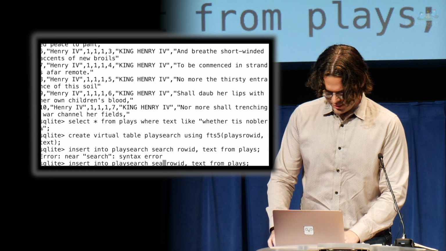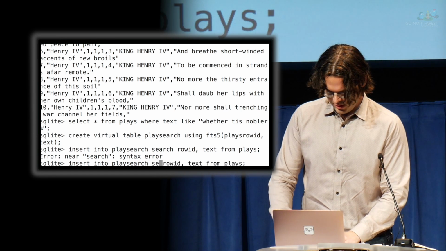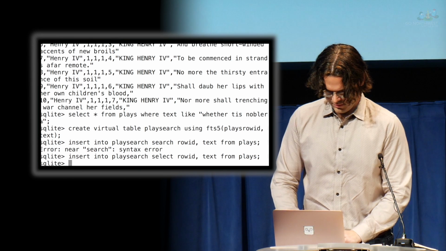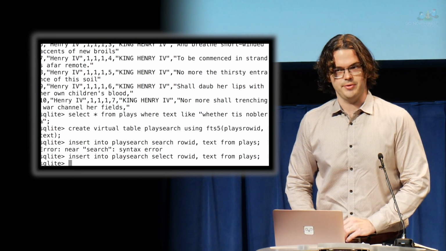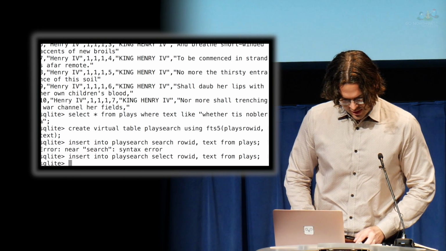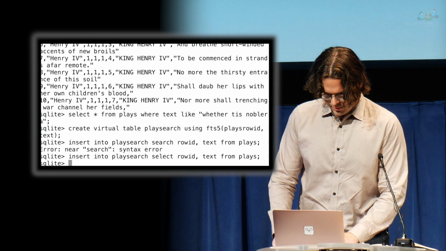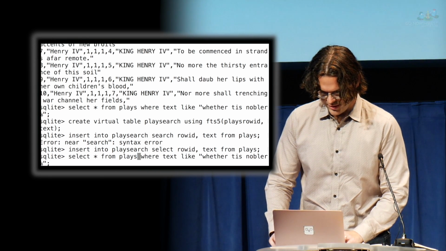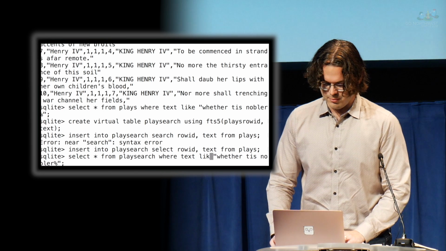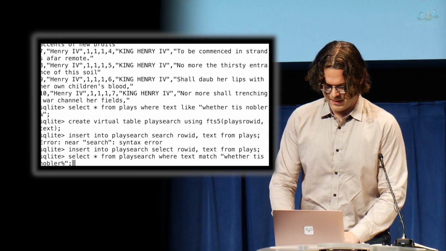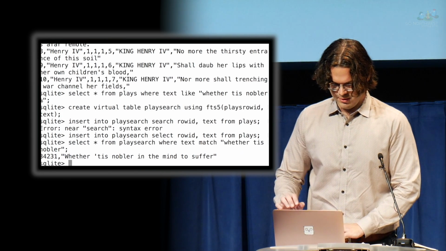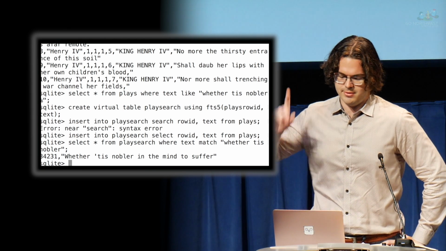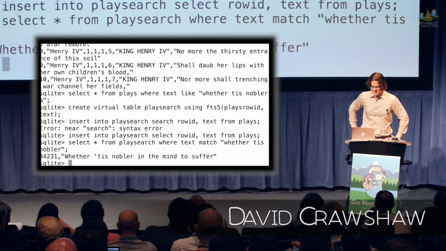Insert into play search, select. We're doing an insert select. Let's try that. Okay, so now we've built a full text search index that we can take a look around in. So where earlier we went for select star from plays, let's instead go for select star from play search, where text, and instead of like we'll use the match keyword. There it is. Okay, so there was a capital W, and 'tis, of course, has an apostrophe at the beginning of it. That makes sense.